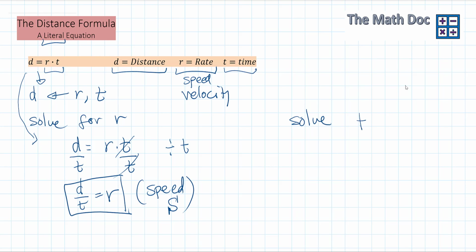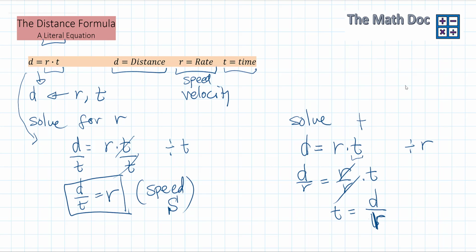If we want to solve for time, we basically do something very similar. We have d equals r times t. Here we would like to isolate the time, and so we divide by the rate, by r, or the speed. So we have d over r equals r over r times t. And the rate cancels on the right, and we just remain with the formula t, the time, equals the distance we traveled divided by the rate or the speed we used. And that is how we isolate every one of these three variables.